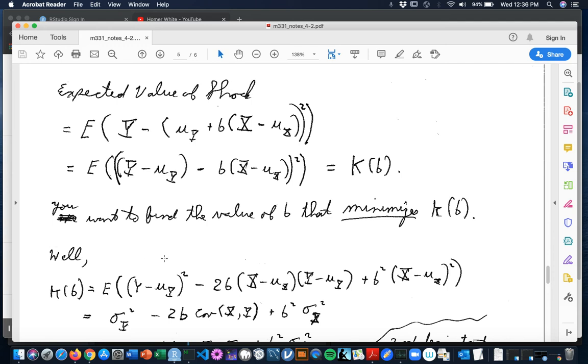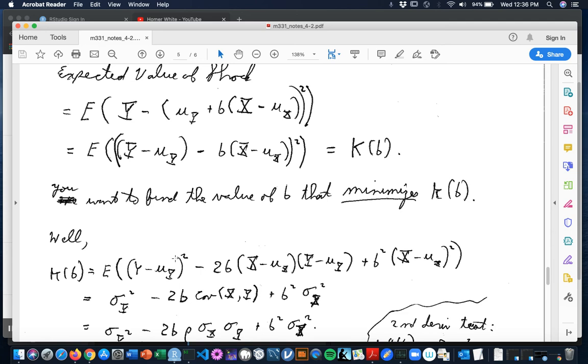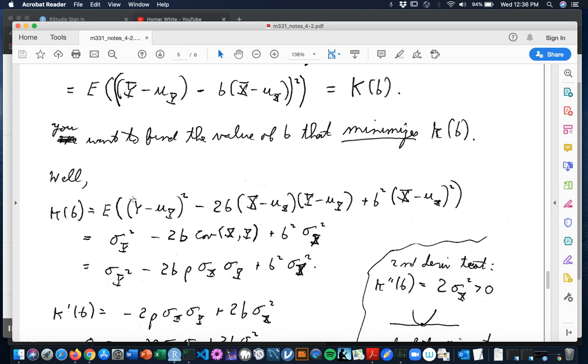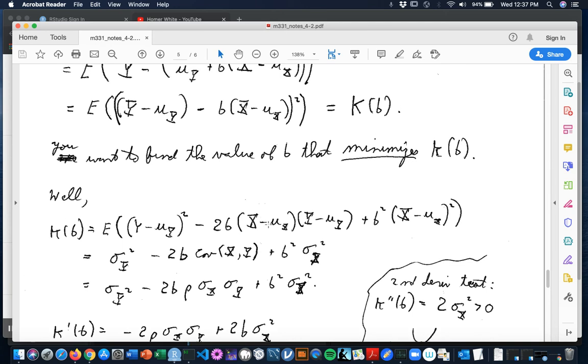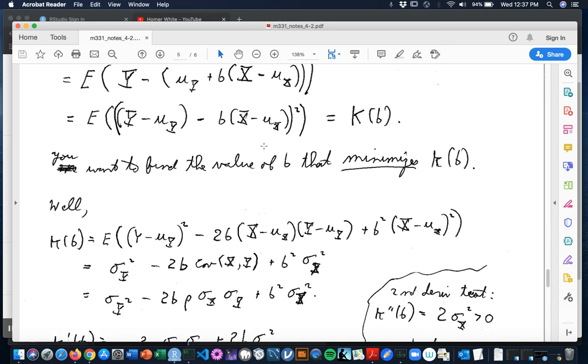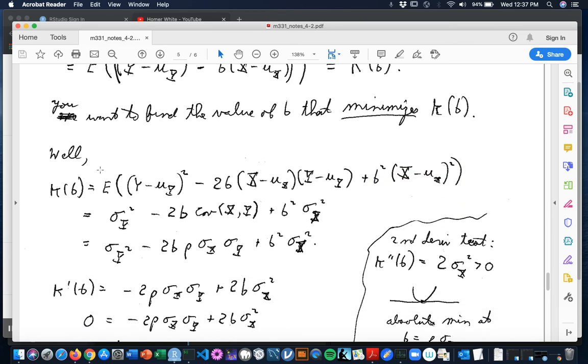But in order to take the derivative of this function of b, you should probably rewrite it a little bit. I've got this quantity that I've got to square, so let me go ahead and square it out. We have the first term squared, minus 2 times b times the product of those differences. That's our middle term. And then we have the second term squared, which gives us b squared times (x minus mu x) squared. Because the expected value is a linear operator, it works through the sums and differences and the constants pull out, I have the expected value of (y minus mu y) squared. That, by definition, is the variance of y.